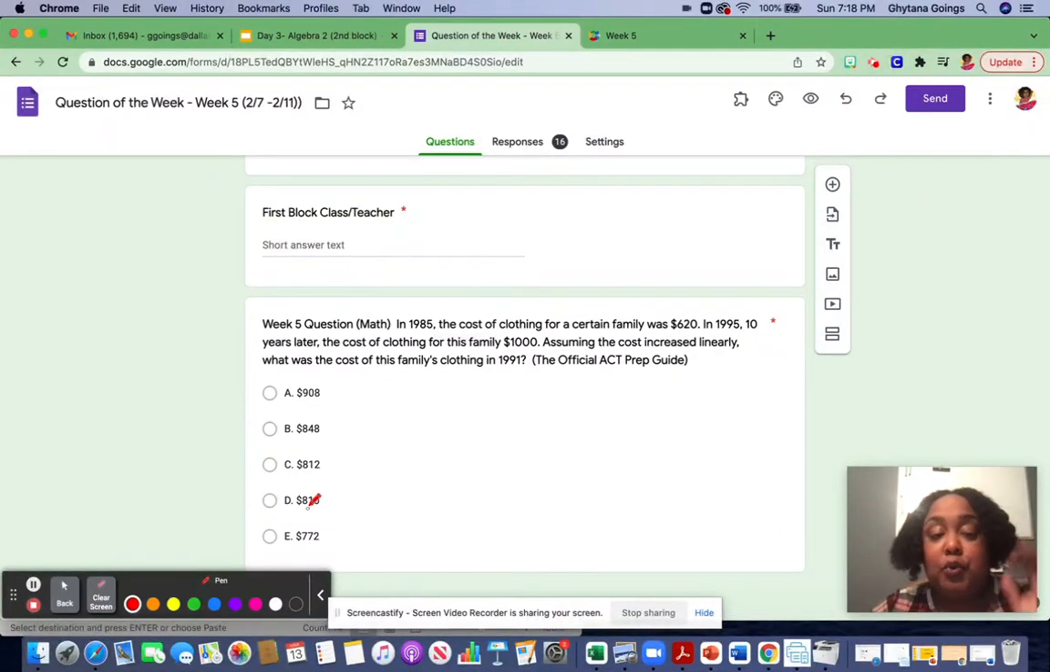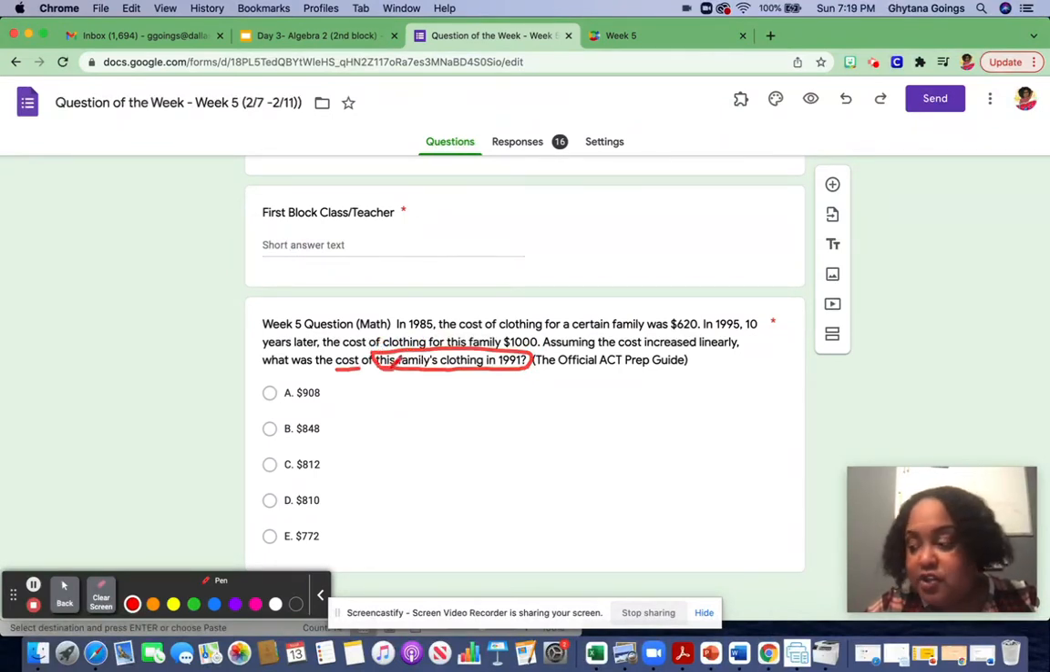So the first thing we're going to do, we're going to underline what we are being asked to find. We're being asked to find the cost. The cost of what? This family's clothing in 1991. So we're going to circle what we're being asked to find: the cost of this family's clothing in 1991.